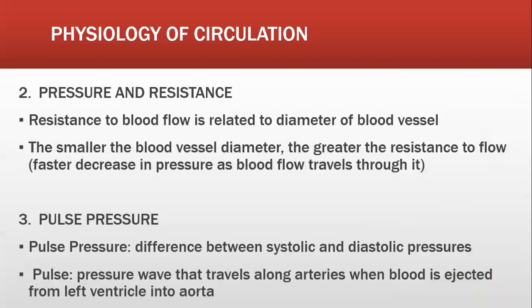Pressure and resistance. Resistance to blood flow is related to the diameter of the blood vessel. The smaller the blood vessel diameter, the greater the resistance to flow, so the faster the decrease in pressure as blood travels through it. Pulse pressure is the difference between the systolic and diastolic pressure. It is the pressure wave that travels along the arteries when blood is ejected from the left ventricle into the aorta.